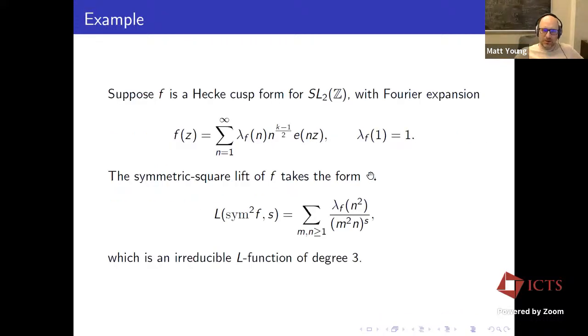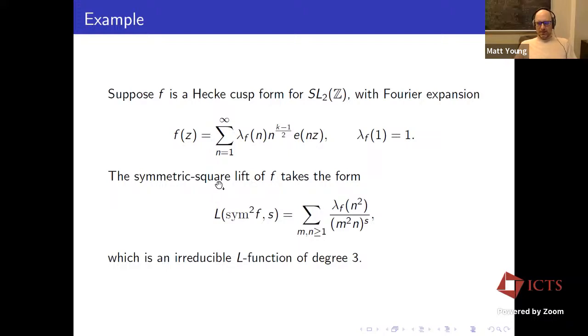So what's a degree 3 cusp form? The existence is a lot more non-trivial than for the degree 2 case. But here's one way to cook up an example. Again, start with our Hecke cusp form for SL2Z. If you want, you could just take the Ramanujan delta function of weight 12, and we still have the same Fourier expansion as on the previous slide.